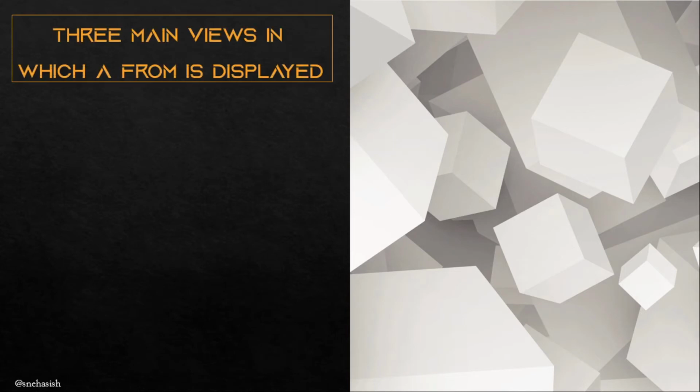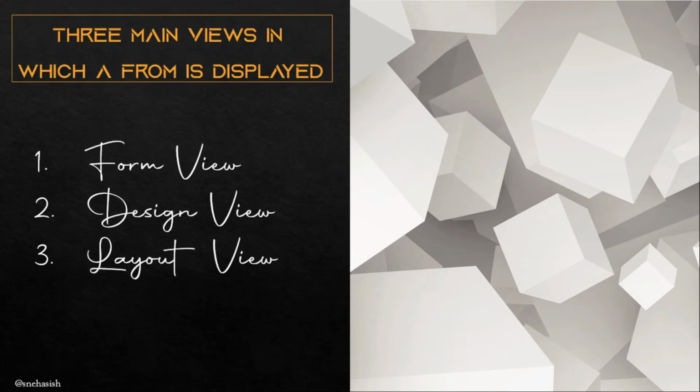Next, Access provides three main views. First is form view. This view is used to enter or edit the data. Next is design view. This view is used to adjust the design of your form. It gives you a more detailed view of the structure of the form, like the header, detail and footer sections. Third is layout view. This view is used to change the look and feel of a form. It is useful for setting the size of your controls and changing the appearance.